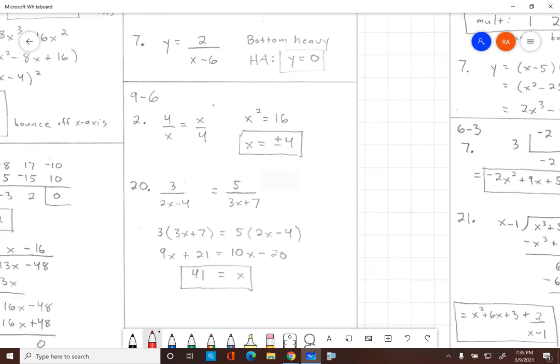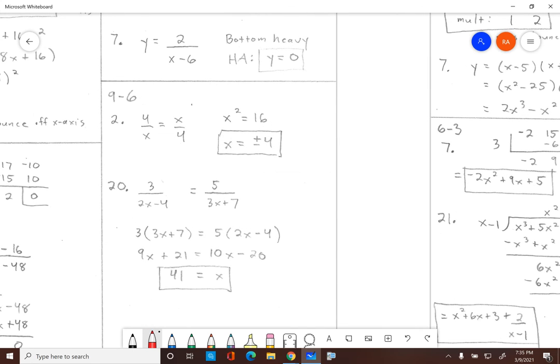Okay, last one, 20. So I want to solve this equation here. So if you want, you can multiply both sides of the equation by 3x plus 7, multiply both sides of the equation by 2x minus 4. But if you look at this as a cross multiply, you get 3 times 3x plus 7 is equal to 5 times 2x minus 4. So then I get 9x plus 21 equals 10x minus 20. I'm going to subtract the 9x over here to bring in x. I'm going to add the 20 over here to get 41.